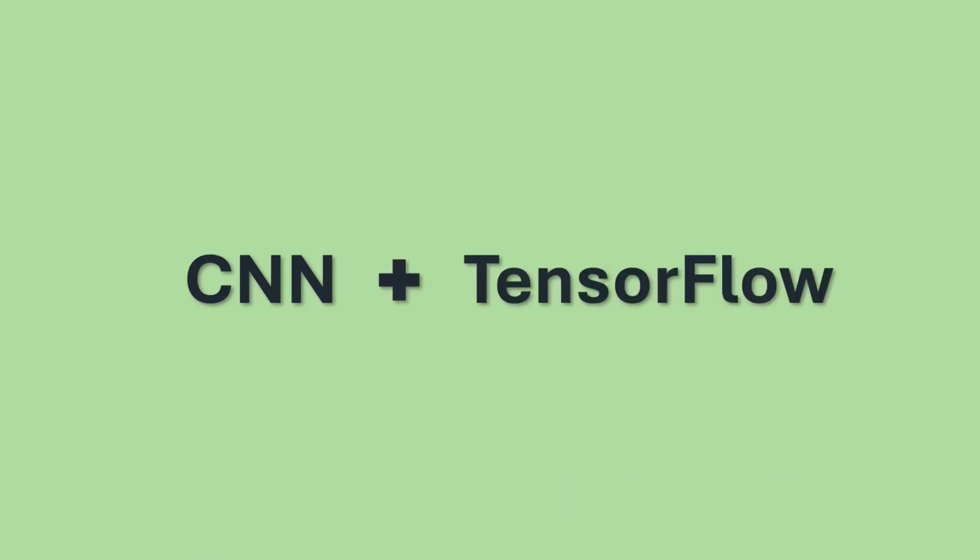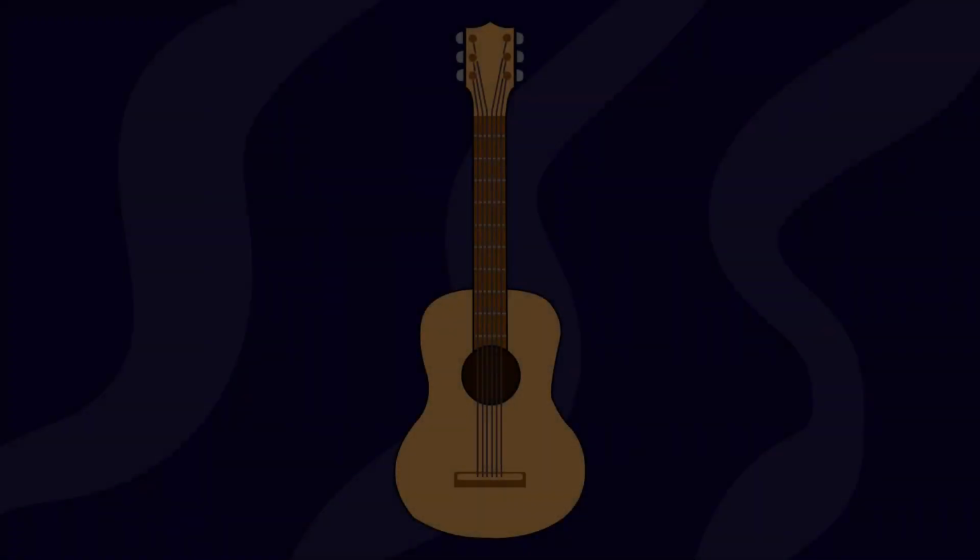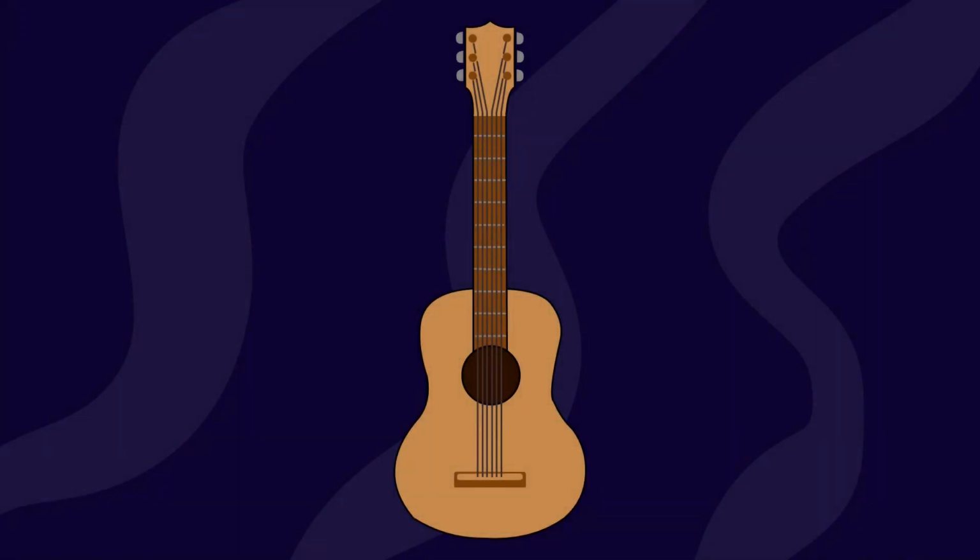If you want more background information about generally how neural networks work, or particularly CNNs, I would recommend learning about them in the context of computer vision, because I think it's a bit easier to visualize how they work. I'm going to move quickly through this first part, but I want to start with the big picture. So my first question, what is sound?